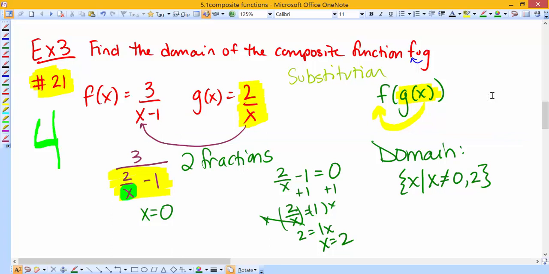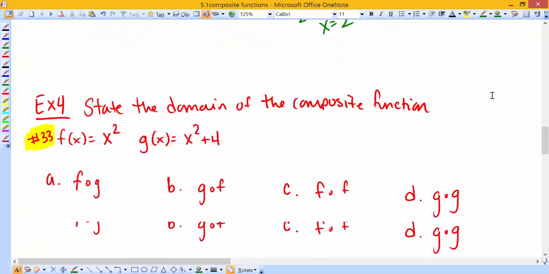You do have a question like this on a quiz where you will have to compose functions and find the domain. Pay attention to if you have fractions or square roots. Everything else is all reals.